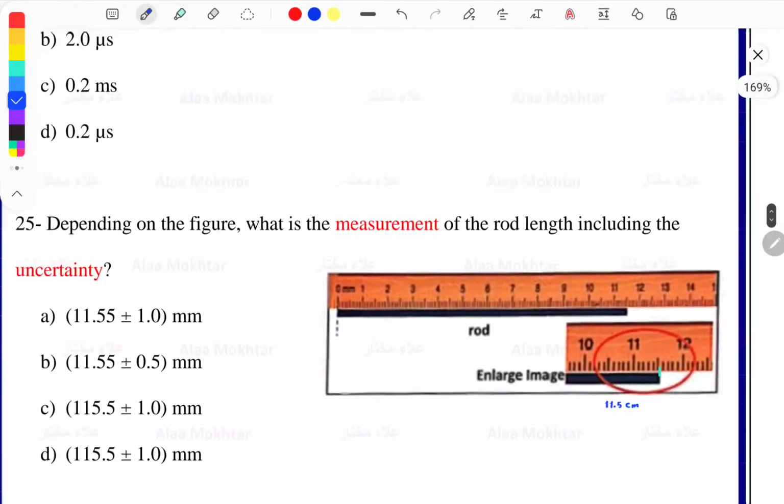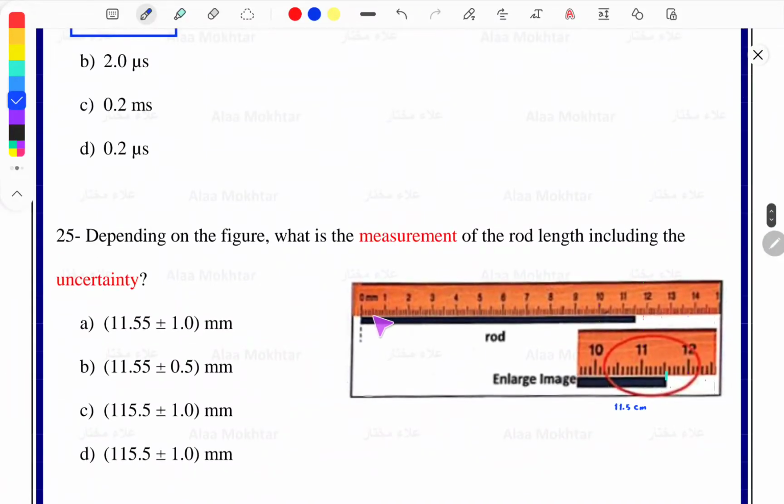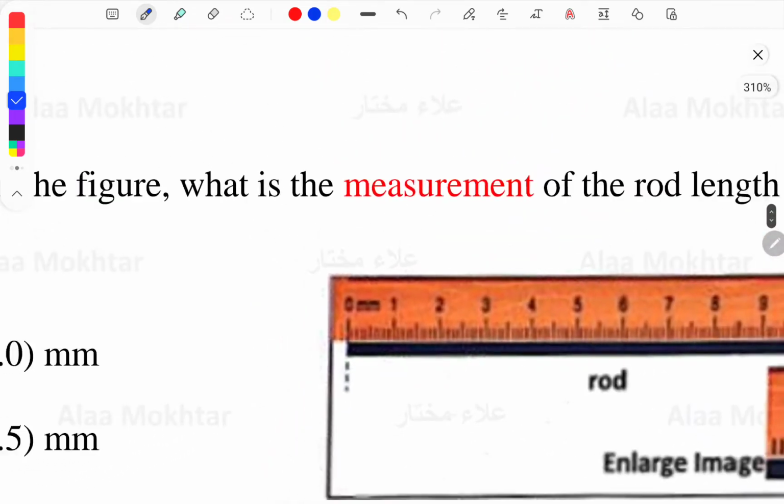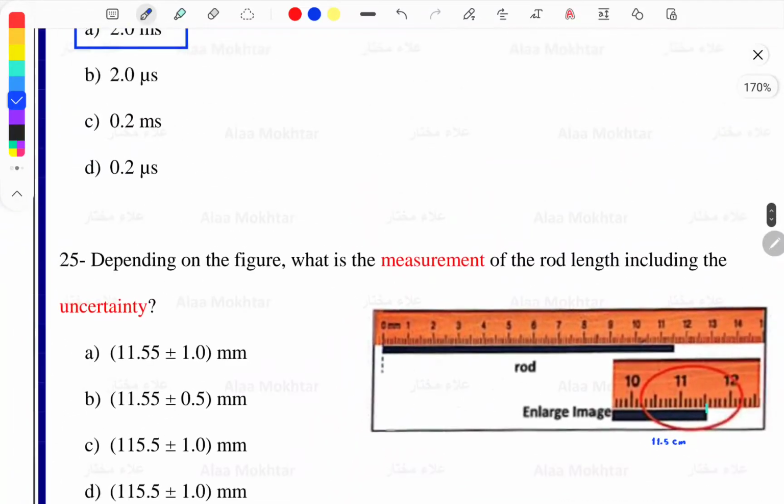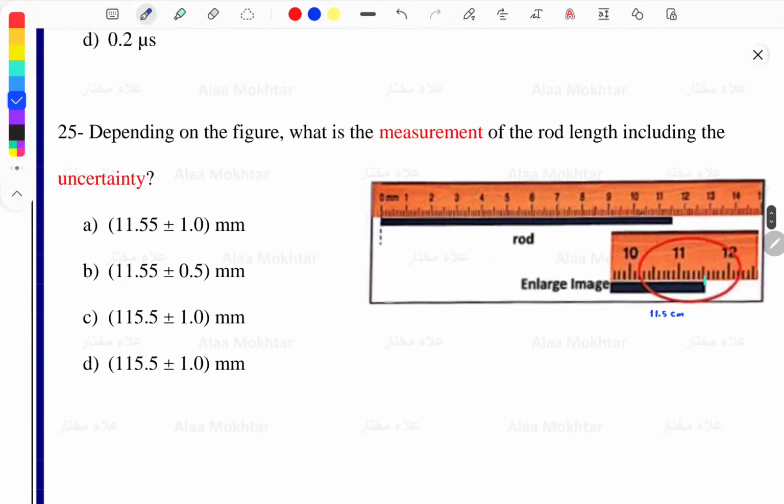This ruler, we can measure with it. The smallest number we can measure is what? It is 1 millimeter. The smallest division on this ruler is 1 millimeter: 1 milli, 2 milli, 3 milli, 4, 5, like that, until we reach 1 centi, and so on. So the smallest reading we can read is 1 millimeter.